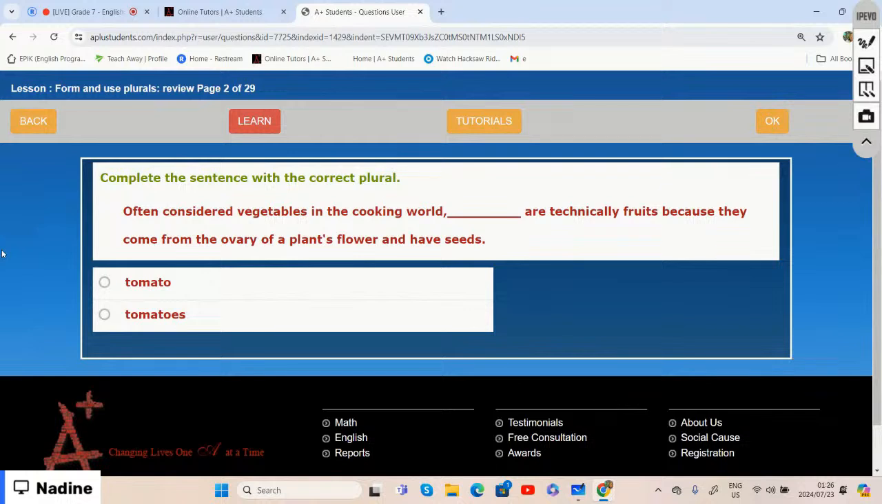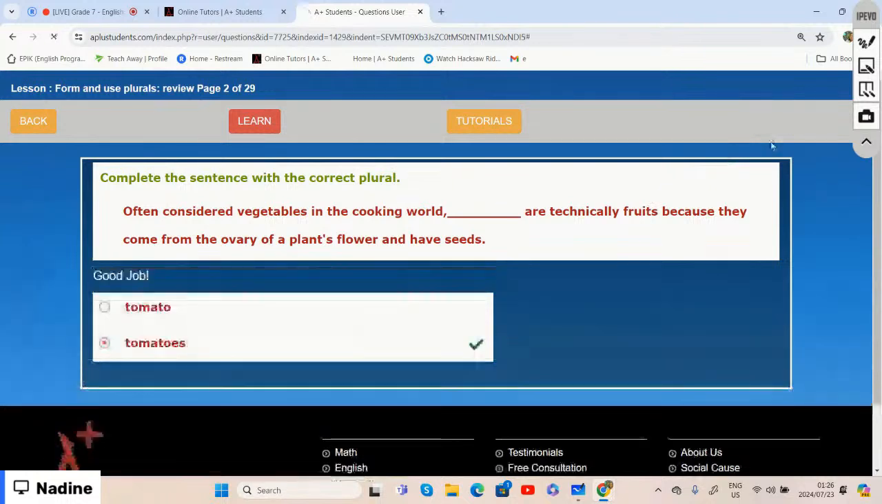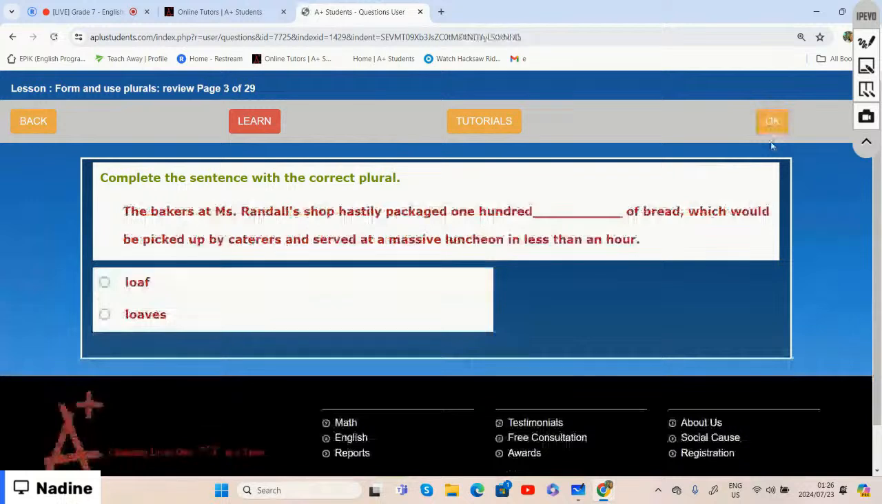All right, so if we were to complete the sentence, we need to select the plural. We can then say that tomatoes are technically fruits because they come from the ovary of a plant's flower and have seeds. Yes, so tomatoes with an S. So well done.